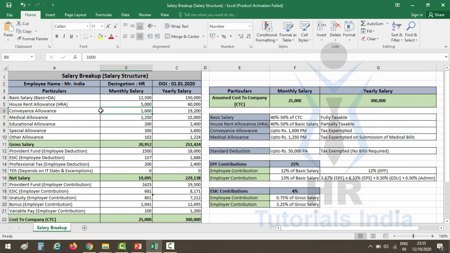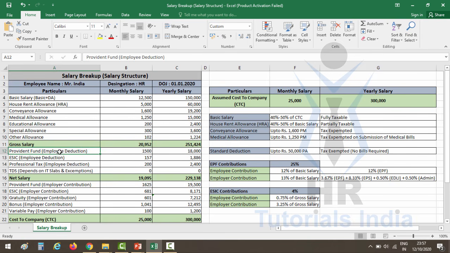Then comes conveyance allowance. As I have already mentioned, 1600 per month is tax exempted, so I have taken 1600 per month. Then comes medical allowance. I have mentioned here 1250 is tax exempted on submission of bills. Education allowance, as I mentioned, is 100 rupees per child. I had taken 2 children into consideration, so 200 I have mentioned over here. Then comes special allowance, which, as I already mentioned, varies from company to company. So I have taken 300 as special allowance. Finally, the other allowance is just for adjustment purposes to make it a round figure of CTC.